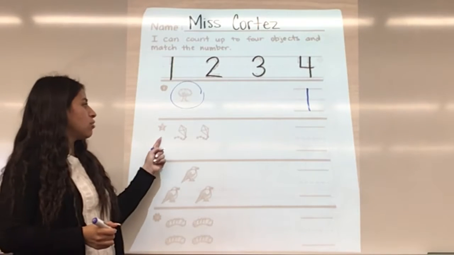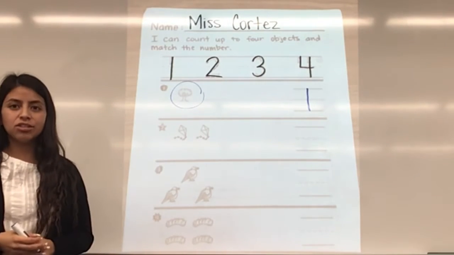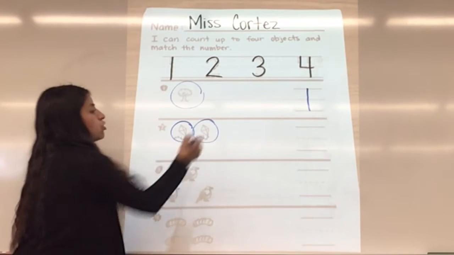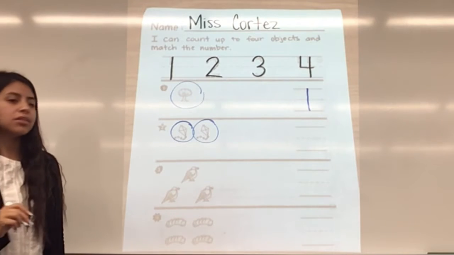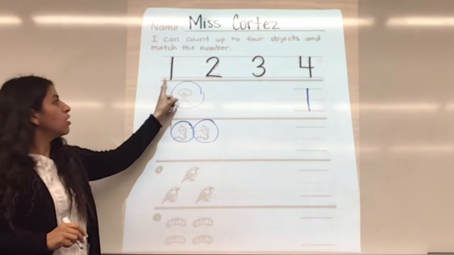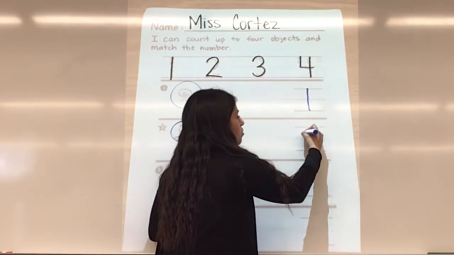All right, now moving down to our second row. In this group, how many kites do you see? Let's go ahead and circle them. 1, 2. I have 2 kites. Remember that on my number line, I am counting up. So if this was number 1, 1 more is 2. So now I'm going to write my number 2.